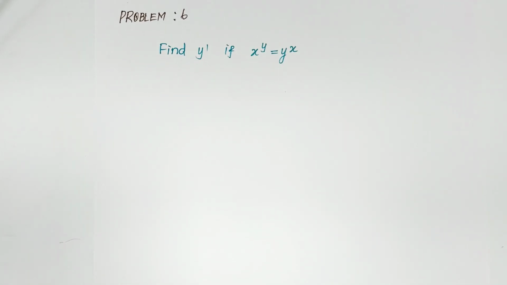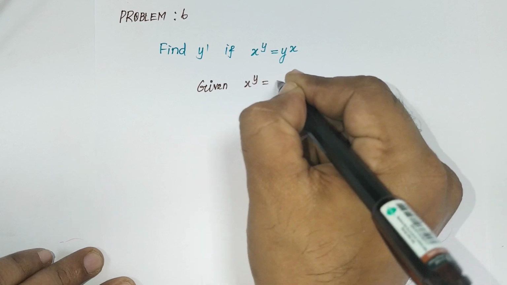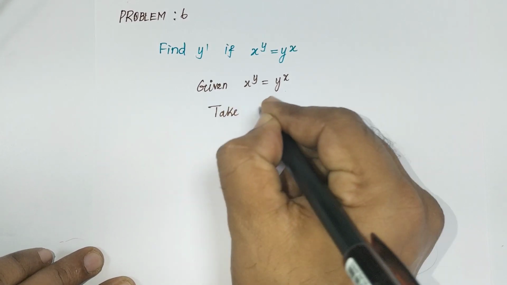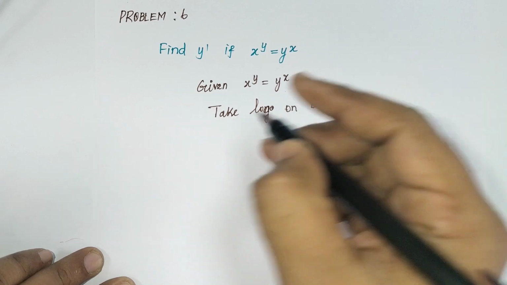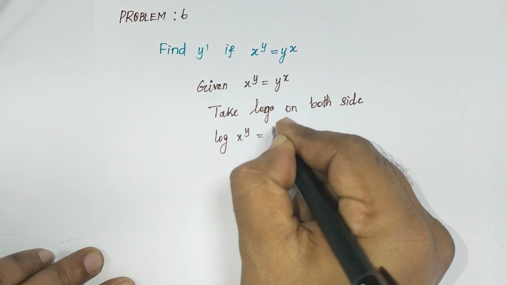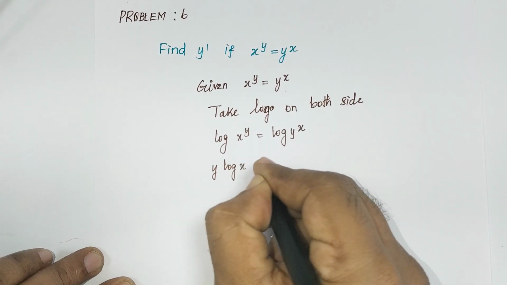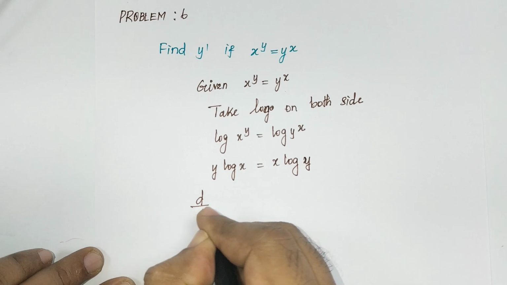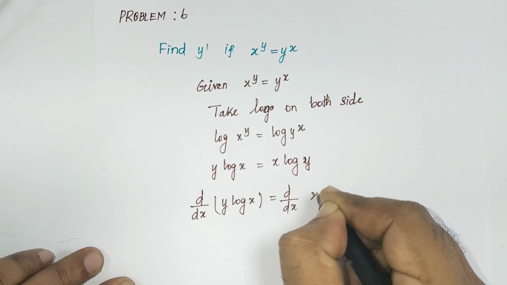Problem number 6. Find y dash, that means the first derivative, if x power y equal to y power x. The given is x power y equal to y power x. So here we cannot differentiate directly. So again, take log on both sides. So log of x power y equal to log of y power x. By the log shifting property, I write y into log x, and based on the previous problem, x into log y. Now I'm going to differentiate with respect to x: y into log x is equal to x into log y.